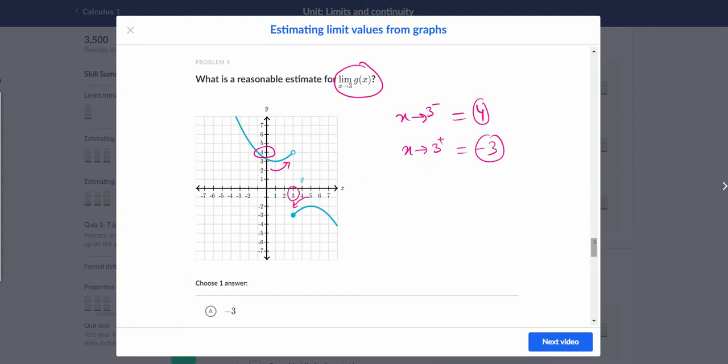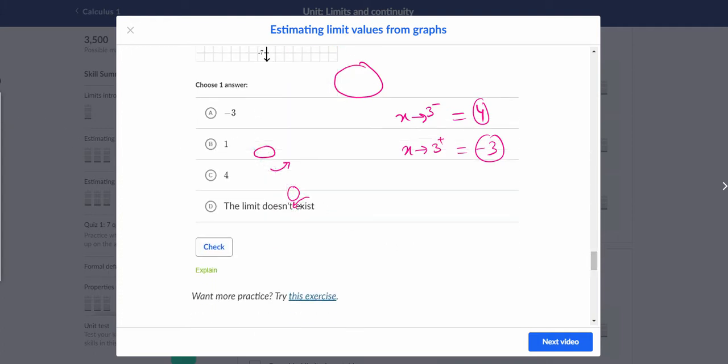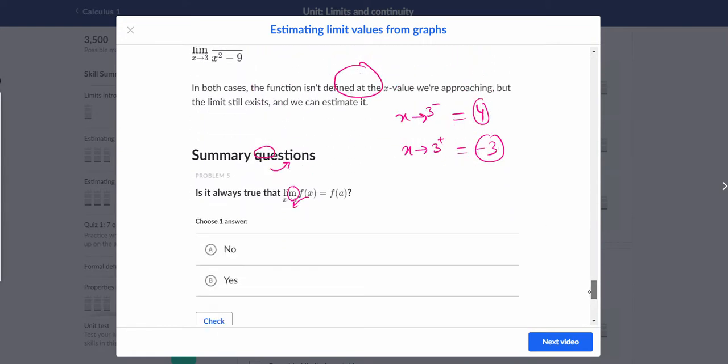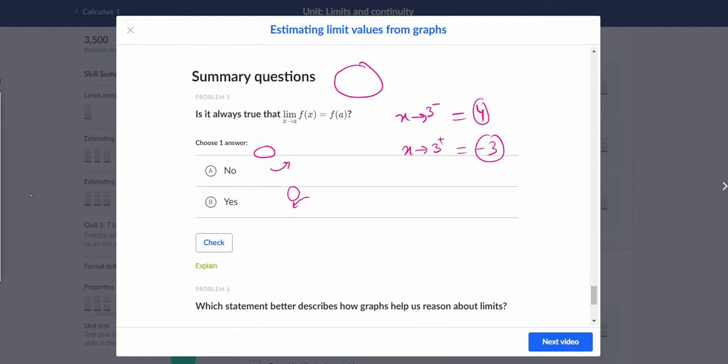So let's check the answer. Okay, so here's the answer, the limit does not exist. Let's check, and it's correct. Okay, so now let's see if we have any other question to work on. Alright, so let's see this one.